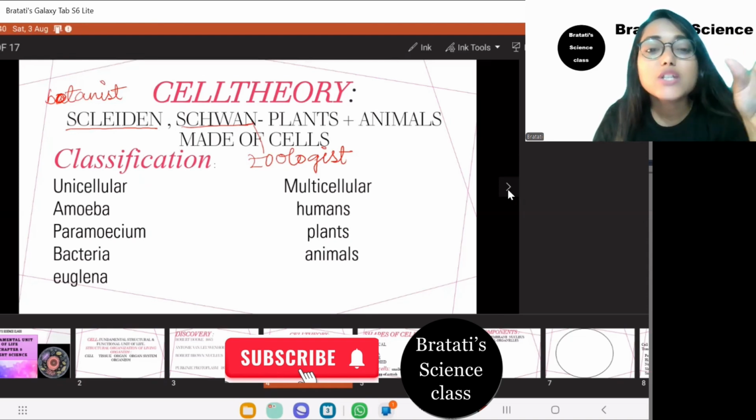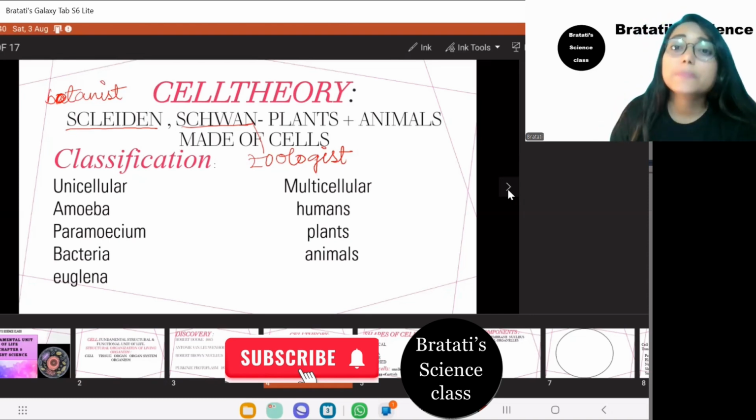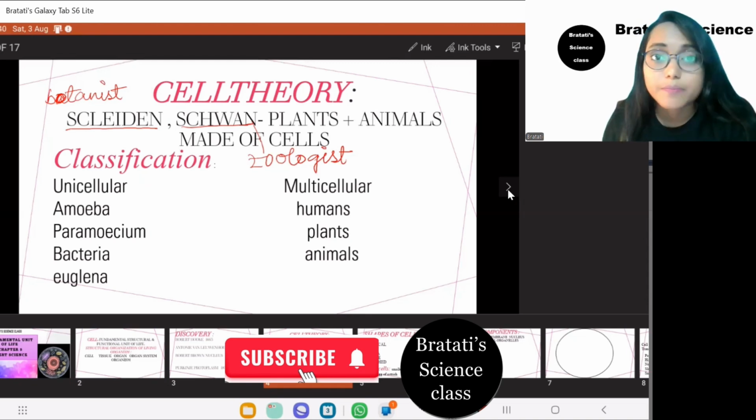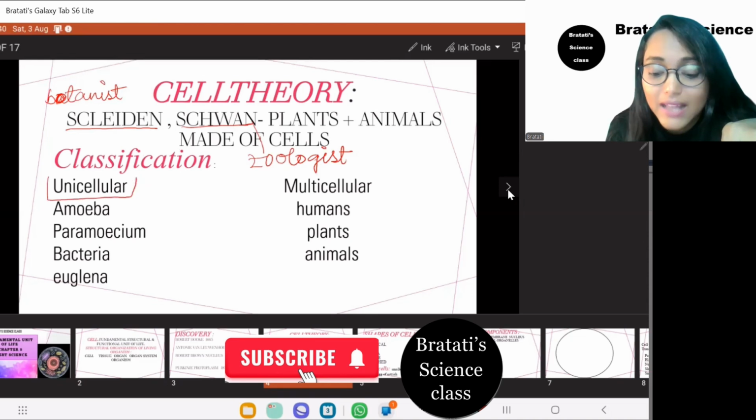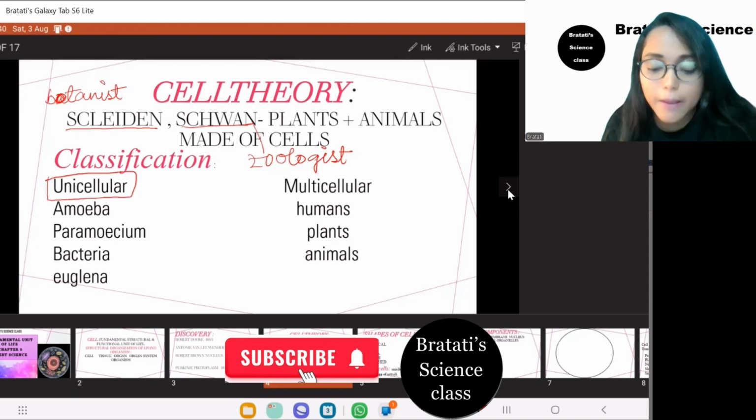Now we are moving to the classification of cells. The types of cells basically depend on the number of cells present in an organism. There are a few organisms which have only one cell. One-cell organisms are called unicellular organisms, for example, amoeba, paramecium, bacteria, euglena.